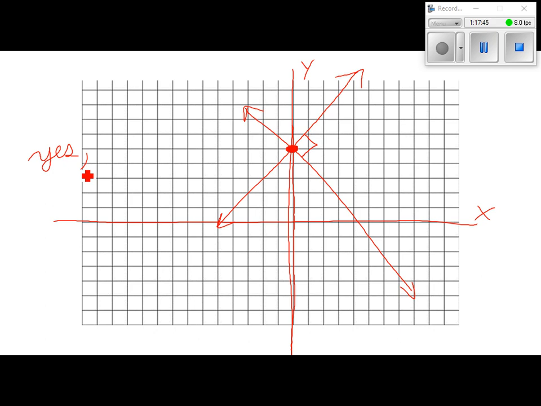So the y-intercept does not change the slopes. As long as the slopes are opposite reciprocals of each other, like if I'm looking at this one, it looks like I went up 1 to the left 1, so that's a negative 1 slope. Well, this one looks like I went up 1 to the right 1, so that's a positive 1 slope. Well, those are opposite reciprocals of each other. So yes, that's the case, and that would be our answer.